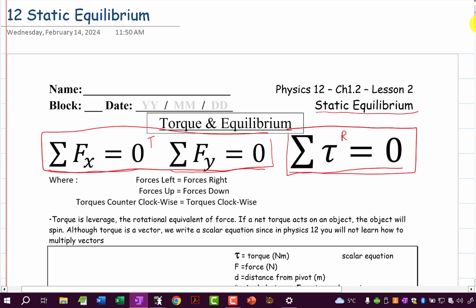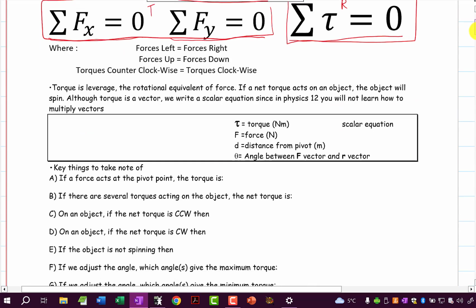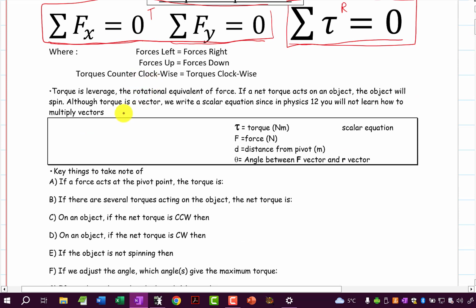Okay, so let's just quickly go over the torque part again. Torque is a leverage, the rotational equivalent of force. If a net torque acts on an object, the object will spin. Although the torque is a vector, we write it as a scalar equation in physics 12.